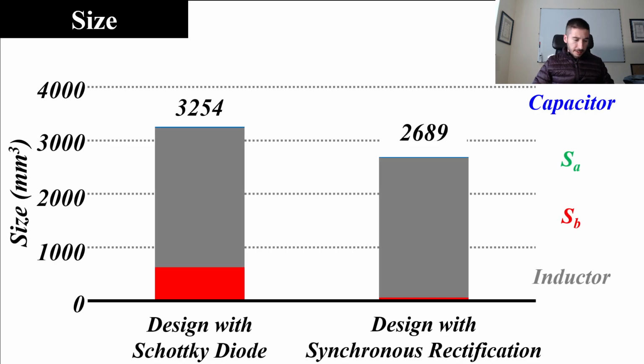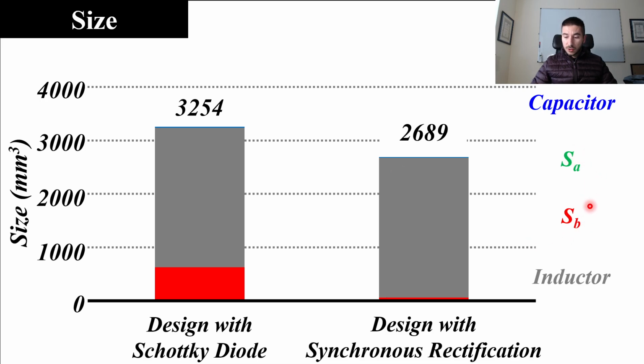Okay, let's talk about the size. So here we have the size for each design, and the color code we use is: in blue you have the capacitor size, in green you have the size of switch SA, in red you have the size of switch SV, and in gray you have the size of the inductor. As you can see, the capacitor size is negligible in both cases. Basically we use the same capacitor, which is in fact implemented with 5 capacitors in parallel connection.